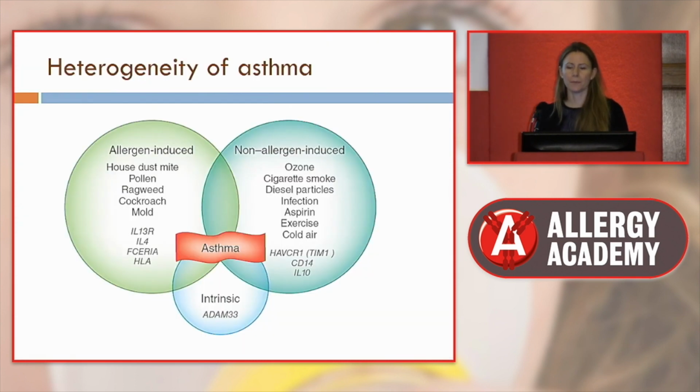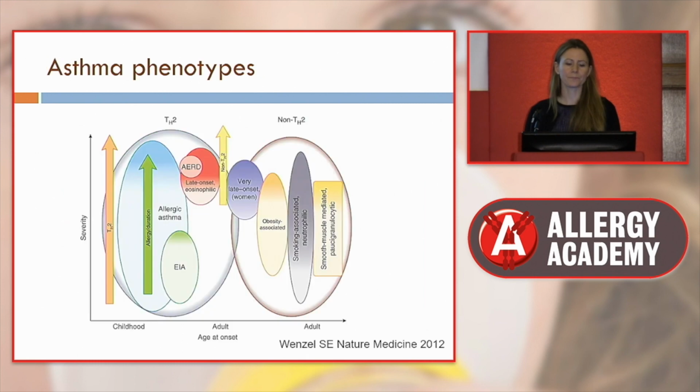So, asthma phenotypes. These are the heterogeneous types of asthma that you can have. So allergen-induced, which is what I'm going to mainly focus on today: house dust mite, pollen, ragweed, cockroach and mold are very common allergens that can increase the risk of developing asthma and also can exacerbate asthma symptoms. Then there's intrinsic asthma, for which we have various genotypes, the most important of which is ADAM33, and then non-allergen induced asthma, which is not going to be the focus of the talk today.